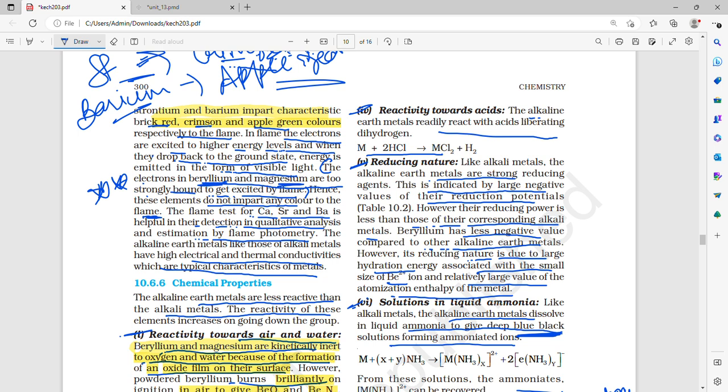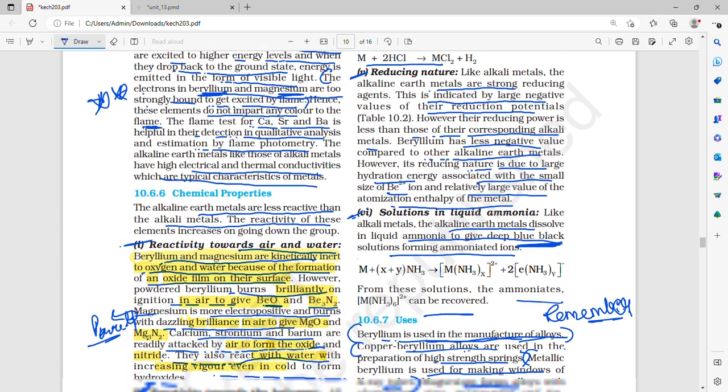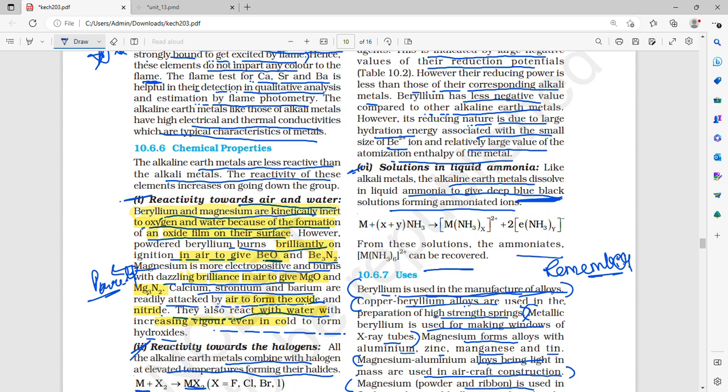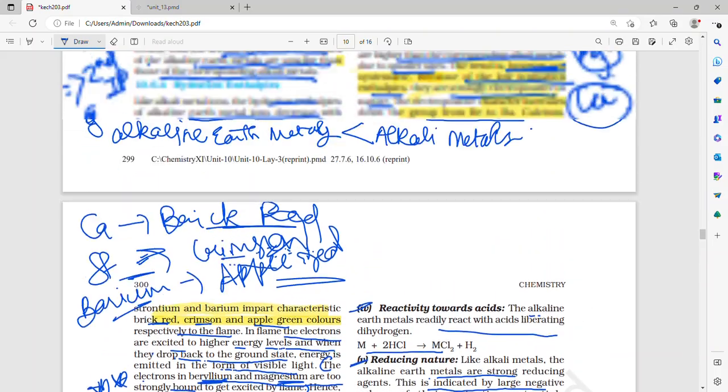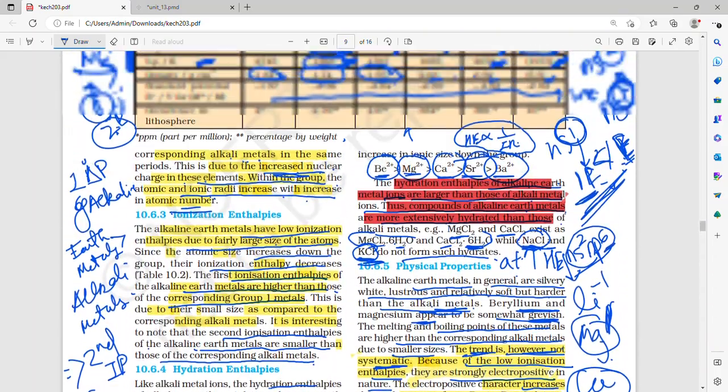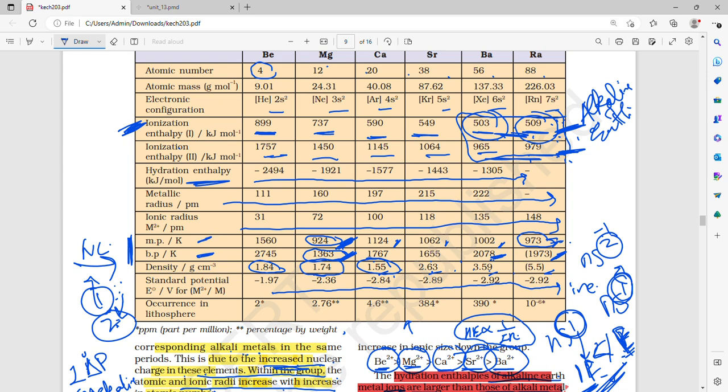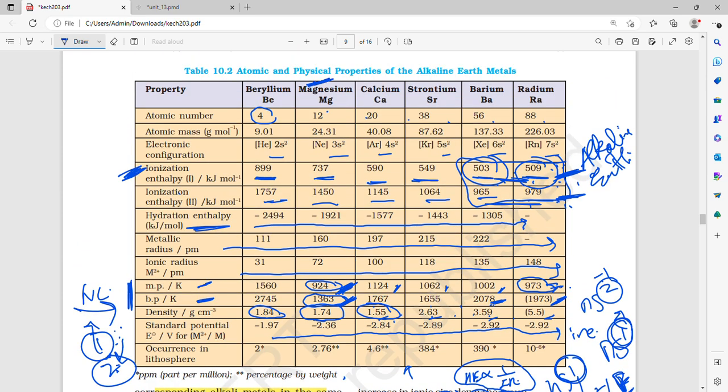In magnesium and beryllium, the electrons are too strongly bound, and therefore they do not get excited by the flame, and they do not impart any color to the flame. The flame test for calcium, strontium and barium is helpful in their detection, qualitative analysis and estimation by flame photometry. The alkaline earth metals, like alkali metals, have very high electrical and thermal conductivities, which are typical characteristics of metals.